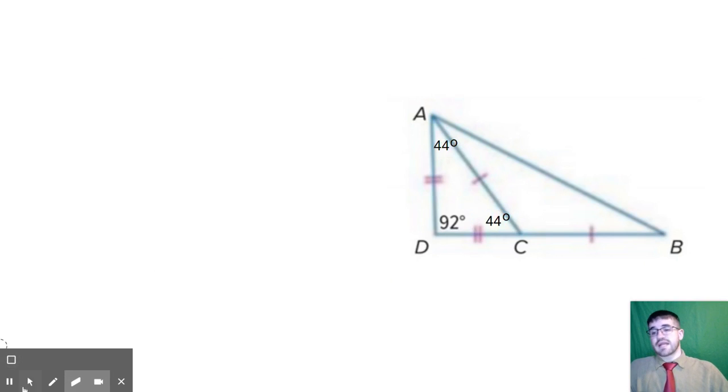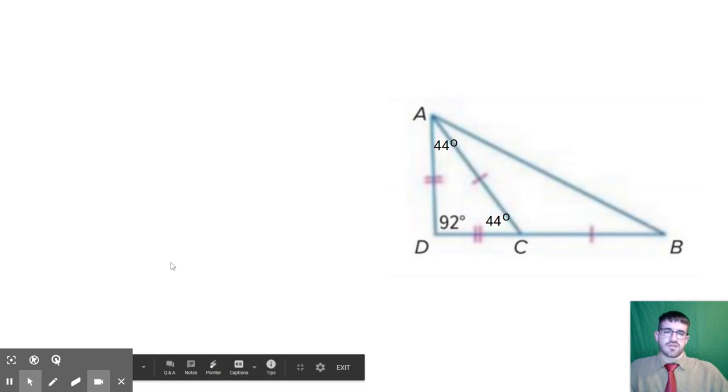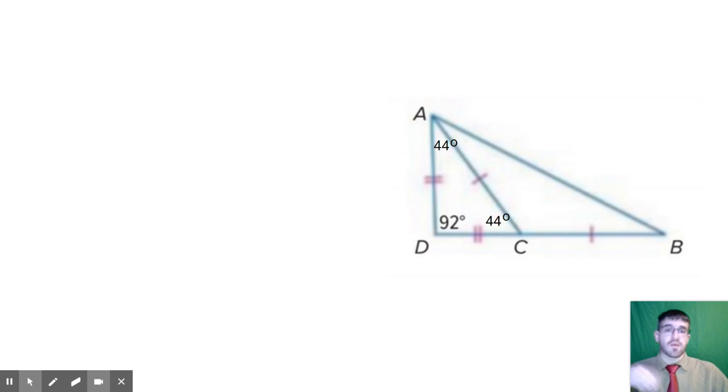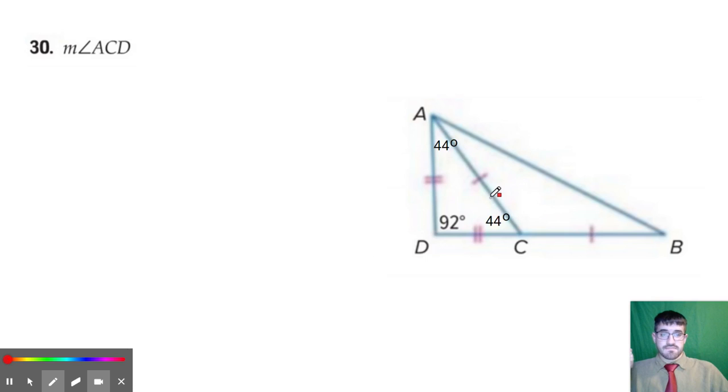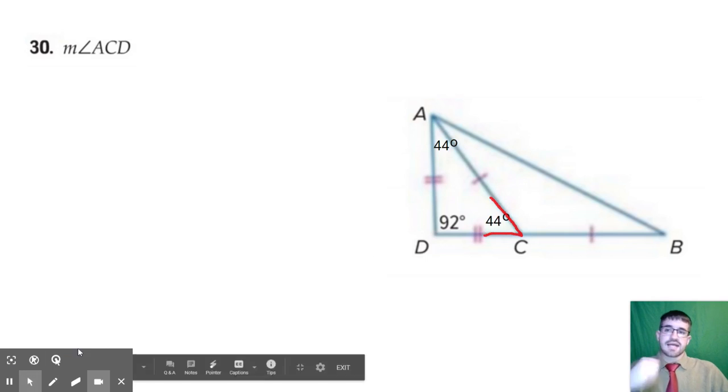So now that we filled in that information, we're going to question 30. Because this problem is going to keep building upon itself, we may as well just write down the angles or sides that we figure out in the previous section. It's going to make it a little bit easier moving forward. Question 30 asks us to find the measure of angle ACD, which conveniently enough, we did in the last question.